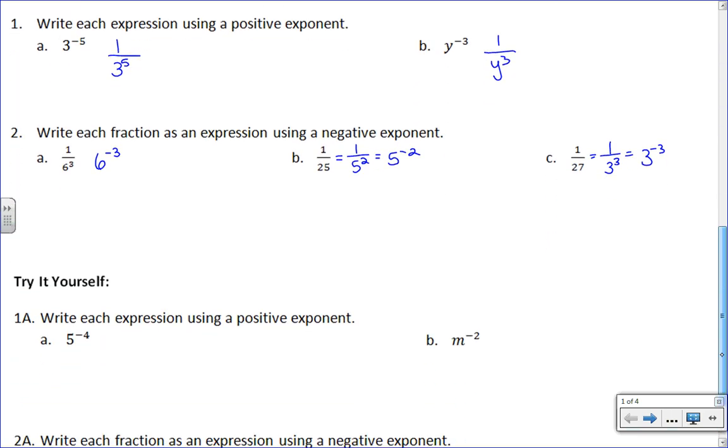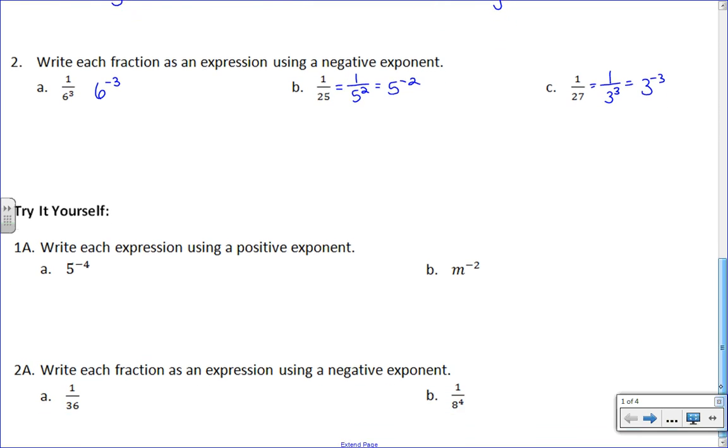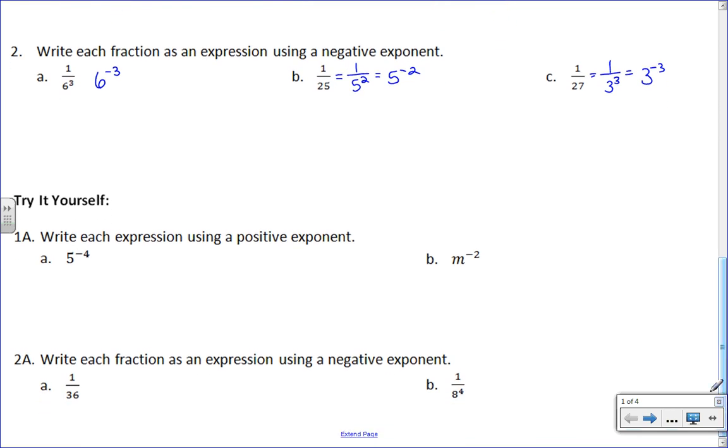Alright, so there are 2 try it yourself problems for you to work through. So pause the video and answer those 4 questions, and when you're ready to check your answers, press play to continue.